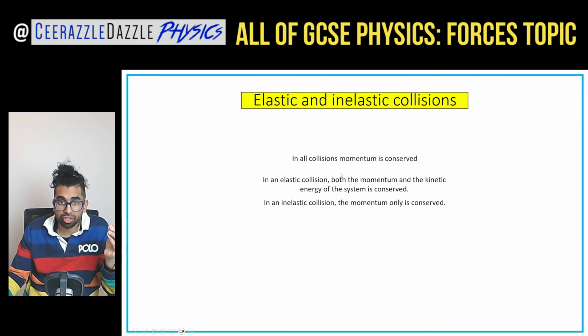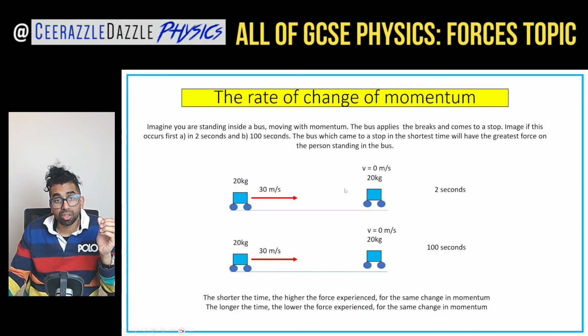So in an elastic collision, momentum is conserved and kinetic energy is conserved. In an inelastic collision, only momentum is conserved and kinetic energy is not conserved. The rate of change of momentum.